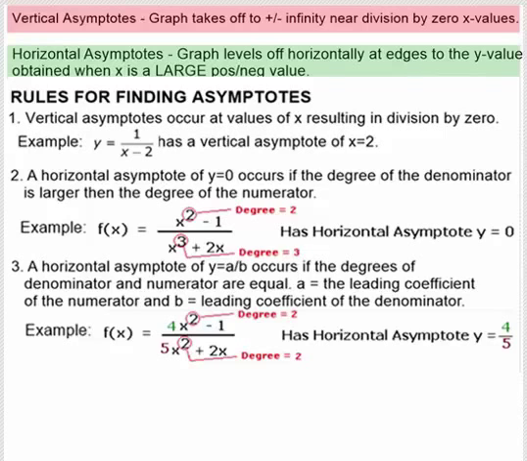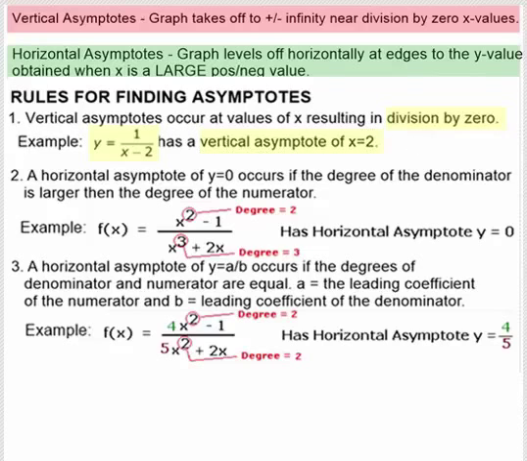And here I have the rules for finding the asymptotes. As we have seen, vertical asymptotes in reduced functions occur at values of x resulting in division by 0. So just remember division by 0. And because we get division by 0, that forms a vertical boundary. The graph cannot cross that line. The example here is y equal 1 over x minus 2. X equal 2 causes division by 0, so the vertical asymptote is x equal 2.